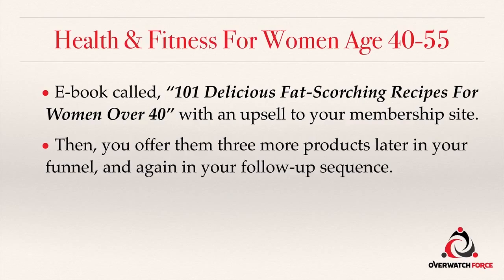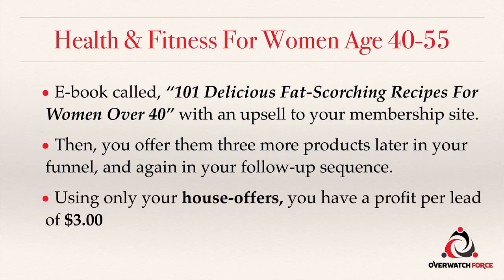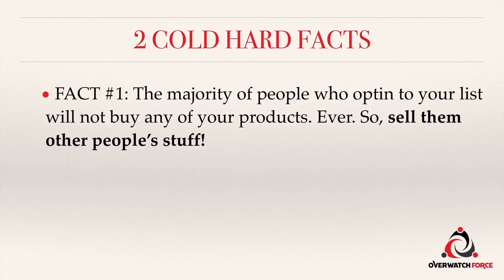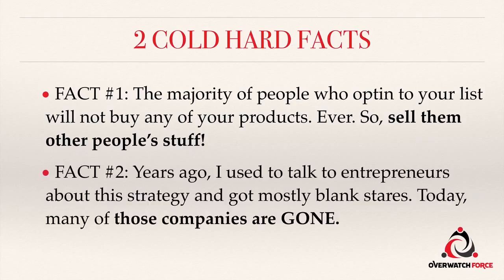Then you offer them, let's say, 3 more products later in your funnel and again in your follow-up sequence. Now, I'm talking about your products. Using only your house offers, you have a profit per lead of $3. Now, here are 2 cold hard facts. Fact number 1, the majority of people who opt into your list will not buy any of your products ever. So sell them other people's stuff. If you get 10,000 opt-ins and you sell 20% of that list, that's 2,000 orders. Well, guess what? Now there are 8,000 people on that list that didn't buy jack. So let's sell them something, right?